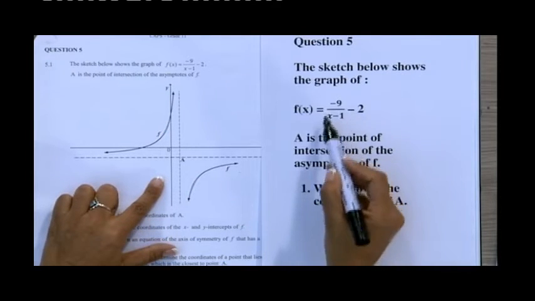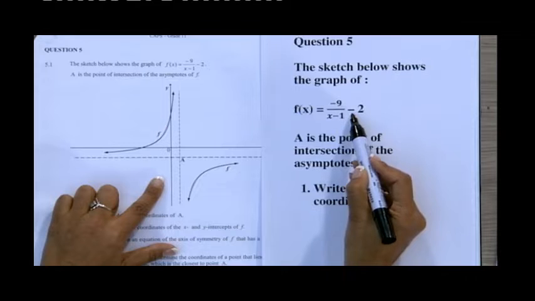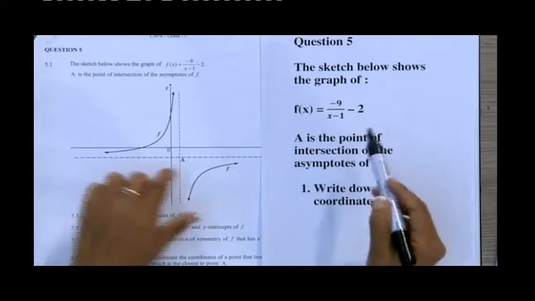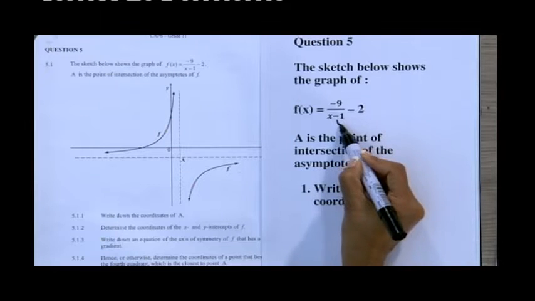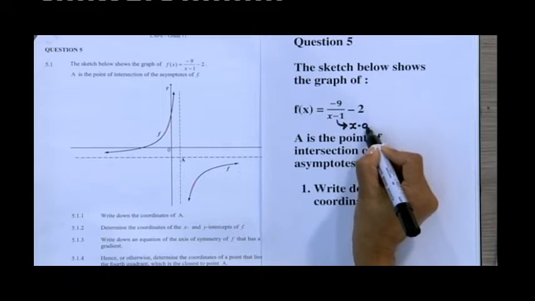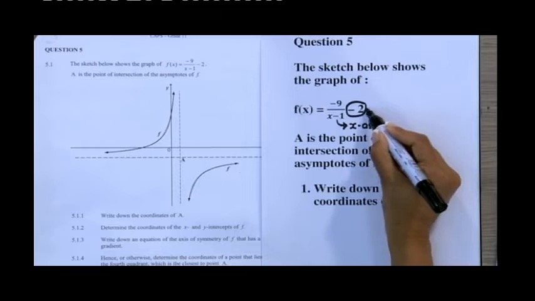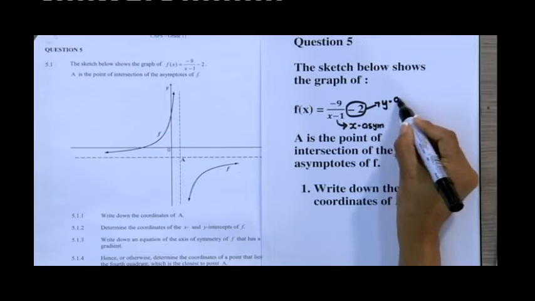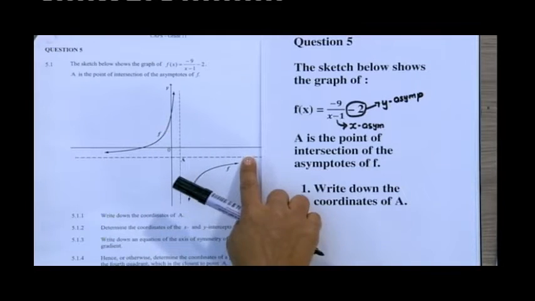Okay, and this is the hyperbola's equation: -9 over x minus 1, minus 2. Now if I look at this equation of the hyperbola, I already know that this is my x asymptote, and the -2 is my y asymptote. So if I say y asymptote, it means it cuts the y-axis, and if I say x asymptote, it means it cuts the x-axis. Is that clear?